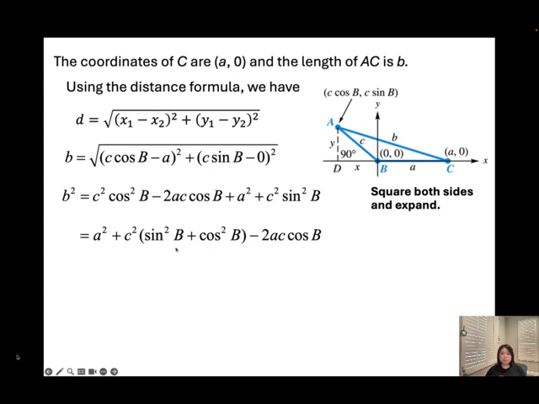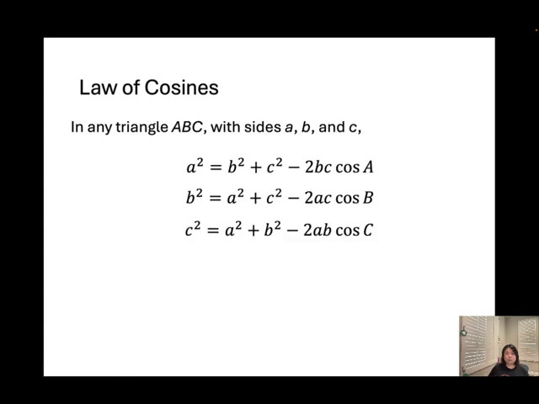Remember, what is this equal to? Sine squared x plus cosine squared x is equal to 1. Plug it in, and this is our law of cosines: b squared equals a squared plus c squared minus 2ac cosine B. Okay, we have this formula, the law of cosines. You could use the law of cosines to solve the triangle when you have case 3 and case 4.